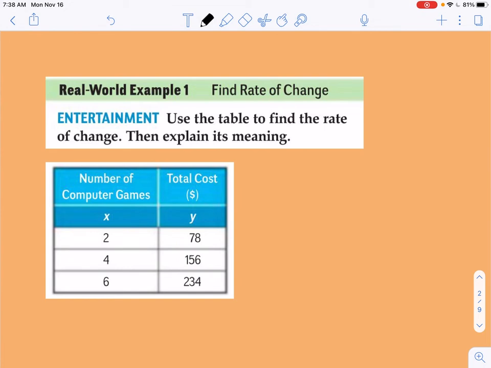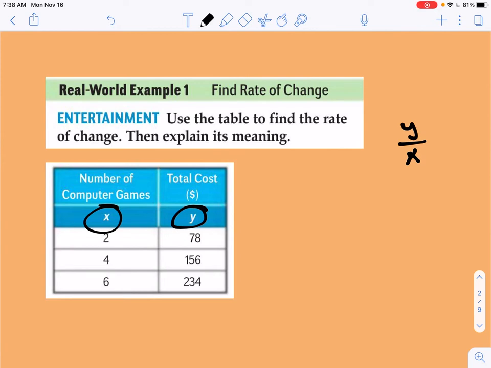Let's look at this real-world example. Use the table to find the rate of change, then explain its meaning. The one thing we do know now, from that little talk we had, is y over x. It's a ratio of y over x that is the rate we're going to find. It's the dependent variable divided by the independent. And here they're telling us what the dependent and independent are. The total cost depends upon the number of computer games. So it already tells us a little bit about what this means.